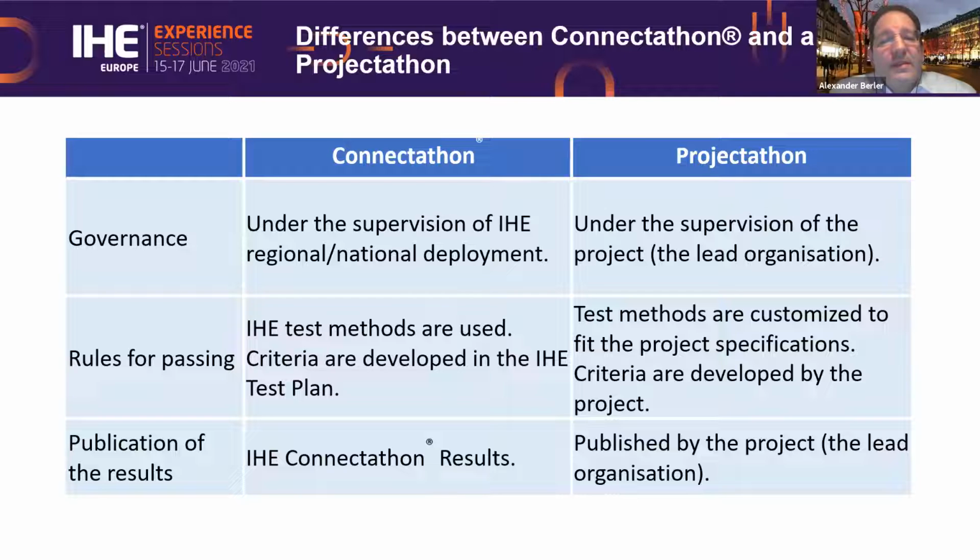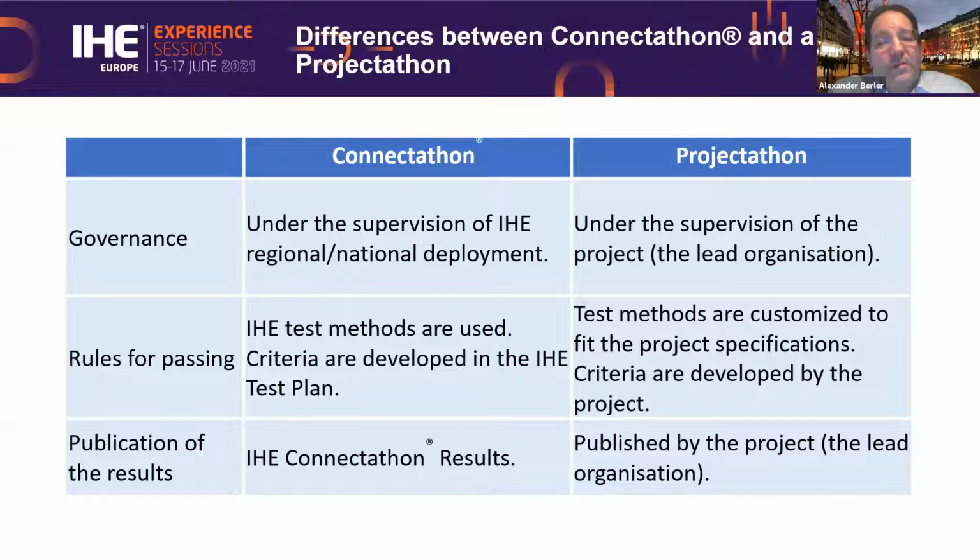Concerning the rules of passing the tests, those from the Connectathon are based on the test plans that are created based on the IHE integration profiles. So all the criteria are implemented by the IHE technical teams. In the case of the Projectathons, those are fit for the project specifications. So the criteria are developed by the project, and we can have additional criteria related to national rules or to workflows or group testing that are necessary.